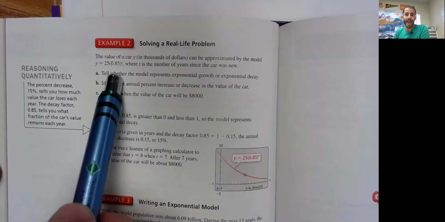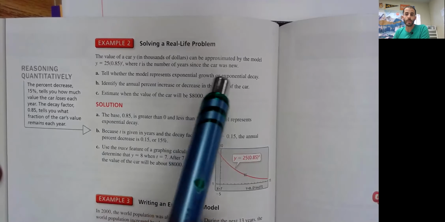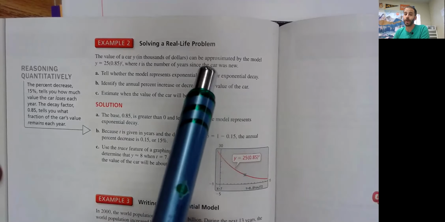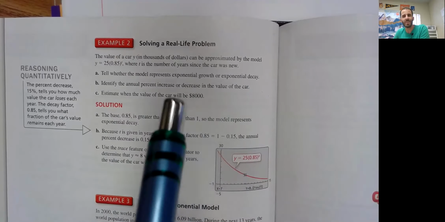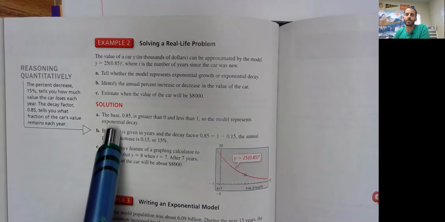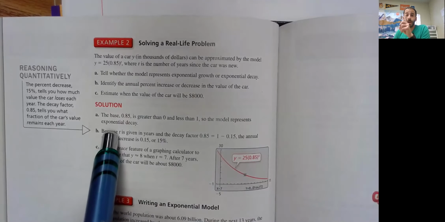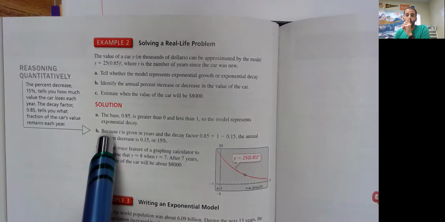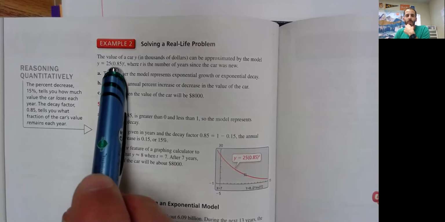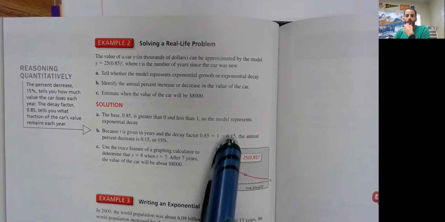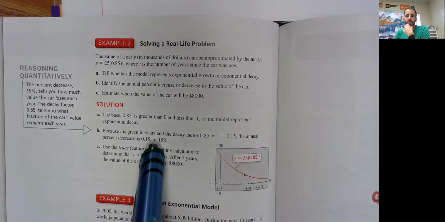Identify the annual percent increase or decrease in the value of the car. Ooh, all right. Annual percent increase or decrease. Increase or decrease from what? Increase or decrease from 1. 1 is 100%, right? 1.00 as a percent is 100%. So if it didn't increase or decrease in value, it would be times 1, times 1, times 1, times 1, times 1. But it's not. The base is 0.85, which means that it's 1 minus 0.85, which gets you 0.15, or a 15% decrease.